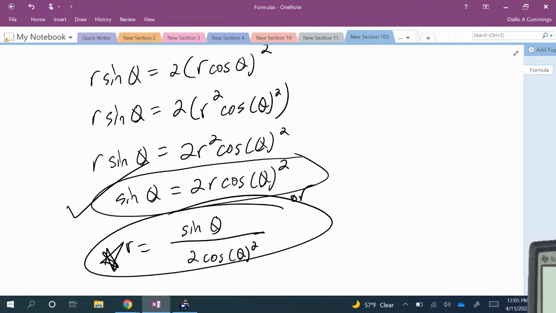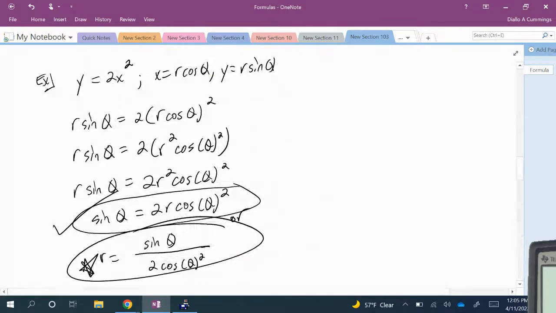All right, so we've taken a look at how to convert coordinates from rectangular to polar. We've taken a look at how to convert equations from rectangular to polar. Now we're going to take a look at polar graphs.